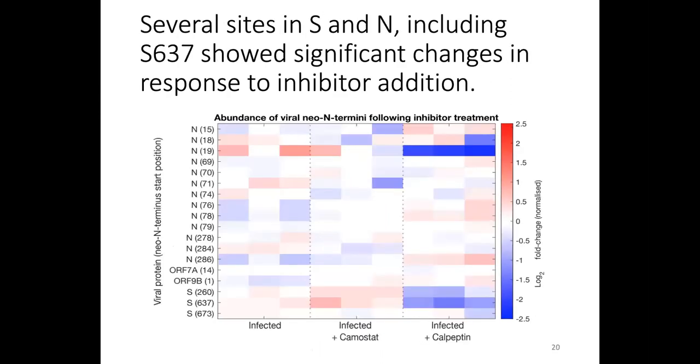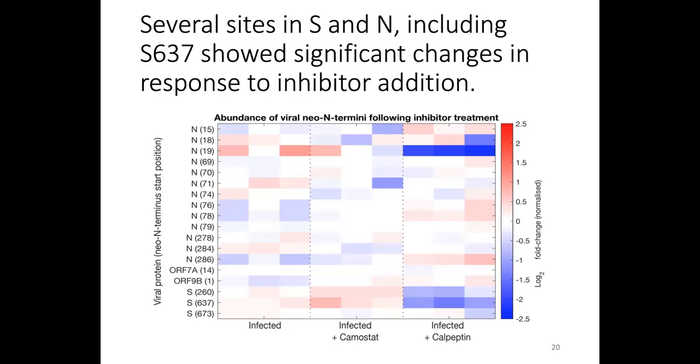However, when we went on to look at the abundance of peptides corresponding to cleavage events within these proteins, we found several, including this N19 in the nucleocapsid and spike 260 and S637, which corresponded to that cleavage site I talked to you about.